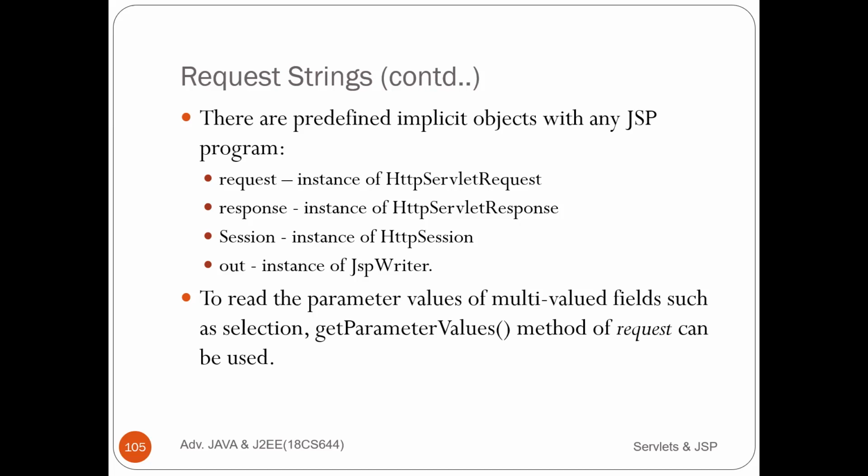But if we write to System.out.println, then all the print statements will be directed to the console. So these are the four implicit objects that we can use on any JSP page.